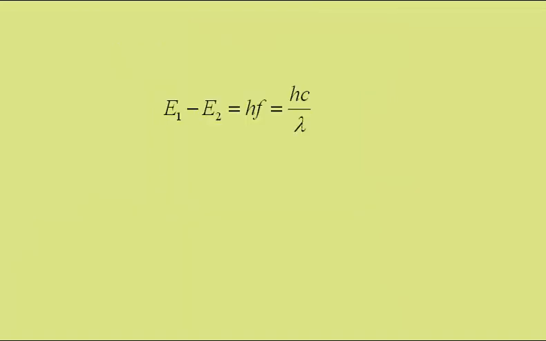In more general terms, we can write that the energy of the photon, E1 minus E2, the energy of the first energy level minus the energy of the energy level it drops to, is given by Planck's constant times the frequency, or alternatively Planck's constant times the speed of light in a vacuum divided by the wavelength of the light.